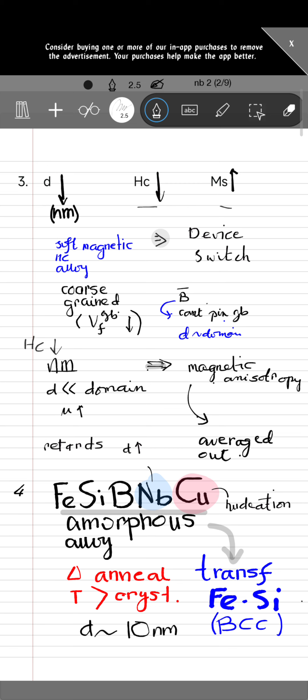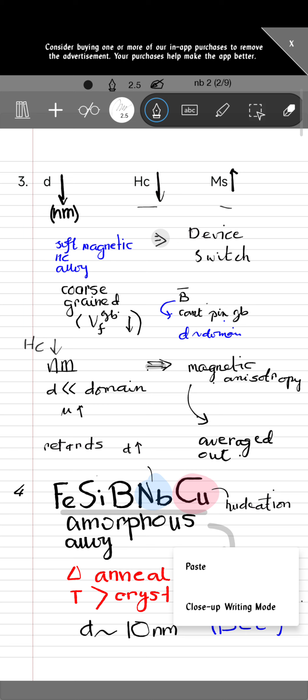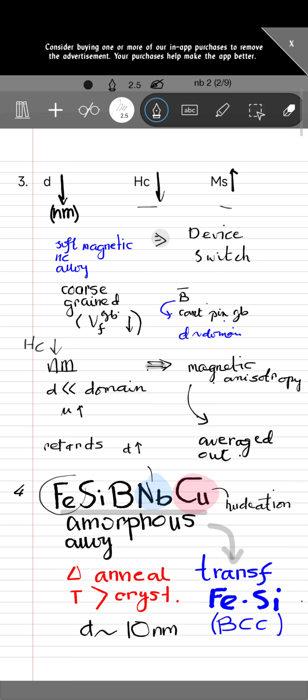We will discuss one very common amorphous alloy, comprising transition metals such as Fe and to some extent copper, apart from boron, niobium and silicon. Now, when this amorphous alloy is annealed, it transforms into an FeSi compound, which has a BCC phase.